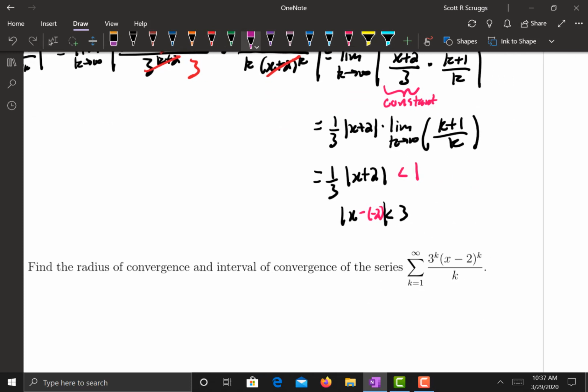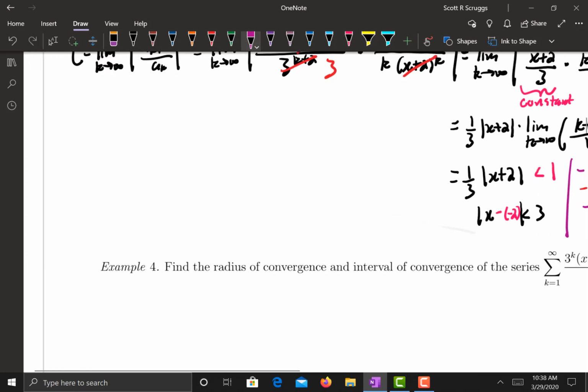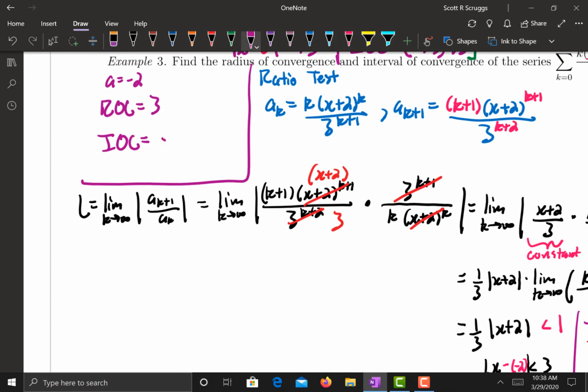By properties of absolute value, because the absolute value is less than 3, that means -3 is less than x plus 2, which is less than 3. Subtract everything by 2, and I get that x is between -5 and 1, which tells me that my interval of convergence is from -5 to 1.